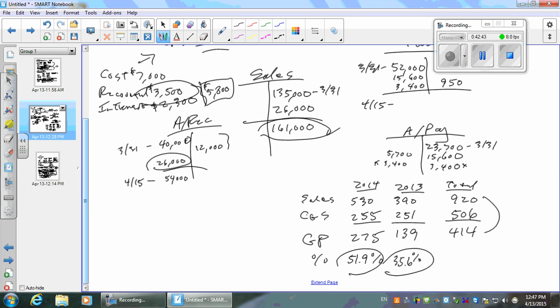Okay, so what's 414 less 920? Or divided by 920? 45 even? That's the one we wanted. Okay, so then 45% times our sales of 161 should give us our cost of goods sold. Would you guys agree with that?